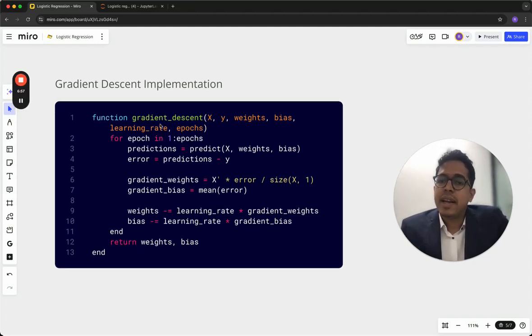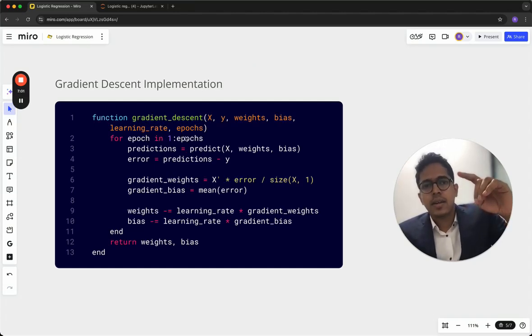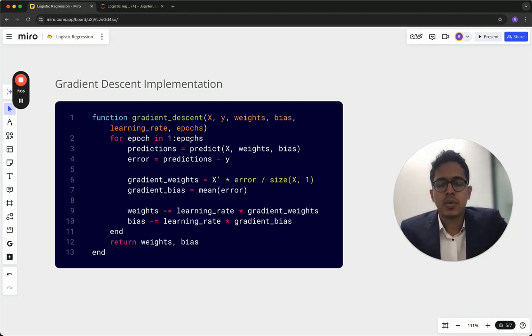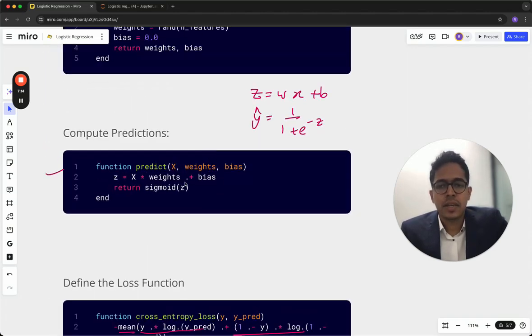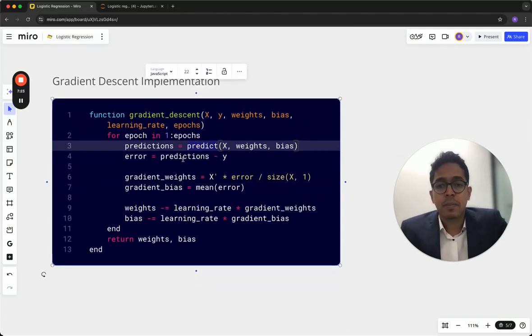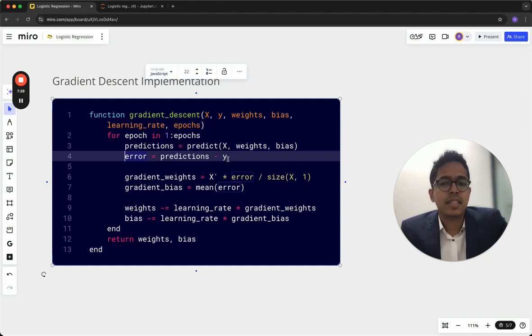Now implementing the gradient descent. Here we are defining epochs, which we did not discuss in the Google Sheet implementation, but we can do that, which is a very common thing to do in machine learning. And predictions, here we are calling the predict function with weights, bias, and input. And this predict function we have already looked at. It's literally returning sigmoid, basically 1 by 1 plus e raised to minus wx plus b. And that is the predicted y cap. And that error is nothing but predictions minus y.